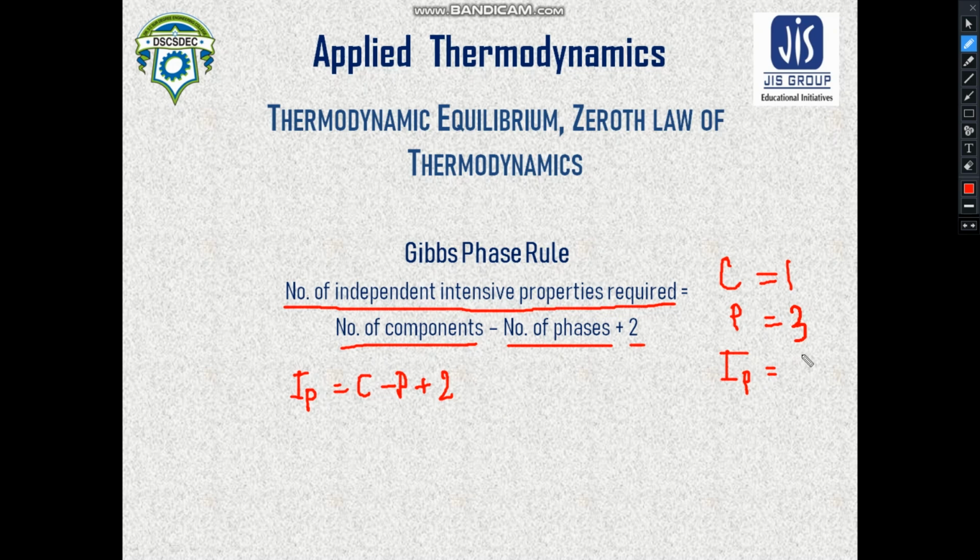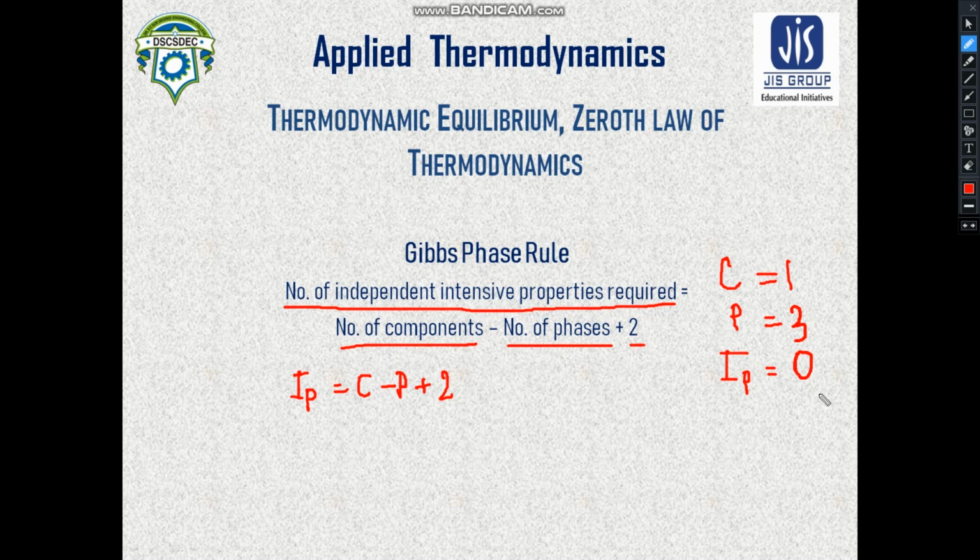So the number of independent properties will be 0. That means it is already a predefined state. We are considering the triple point of water. That means water, that is liquid, ice, that is solid, and vapor or gas are coexisting. At the triple point, water, ice, and steam, solid, liquid, and gas, coexist.